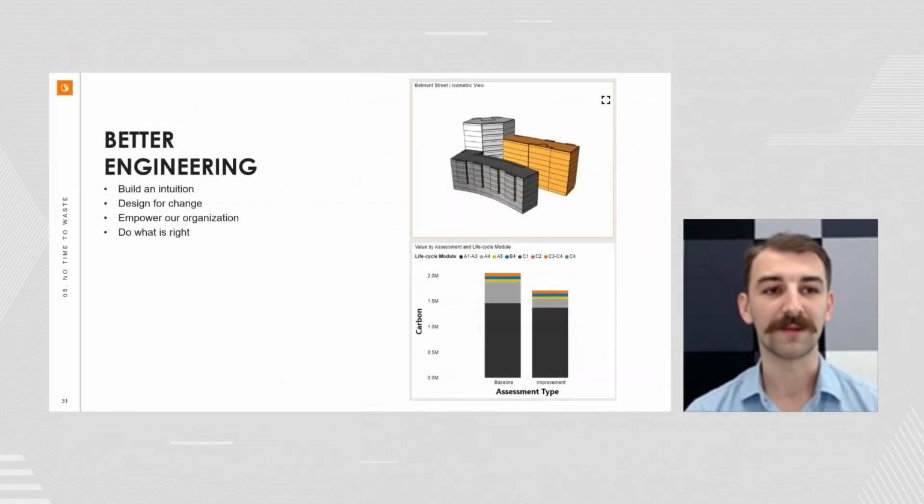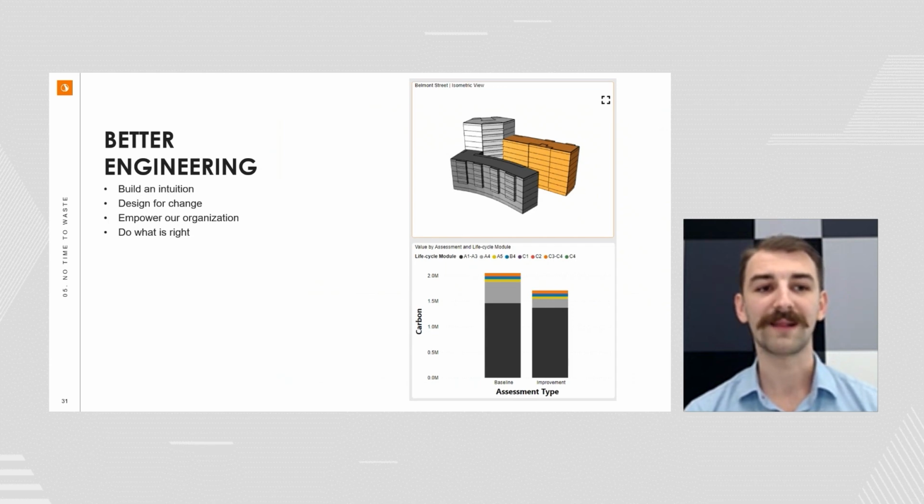But perhaps more importantly, this innovation will begin to create an intuition in our engineers around embodied carbon and what efficient design for embodied carbon looks like. By conducting these assessments at a point in which we can still make changes, we can begin to create a language around sustainable building design. Through this language, we can more effectively communicate our ideas and fulfill our Stantec value by doing what is right.